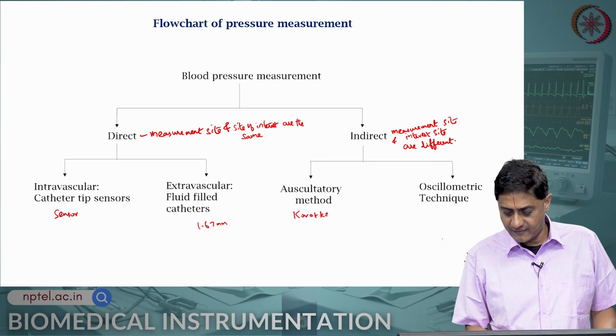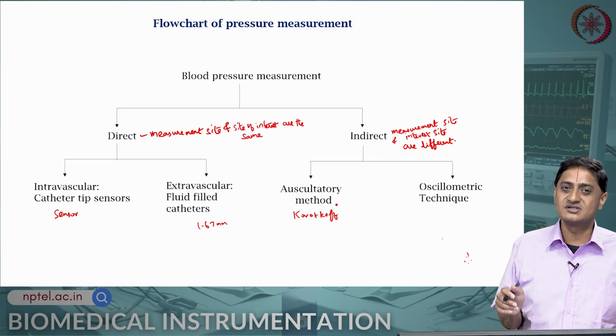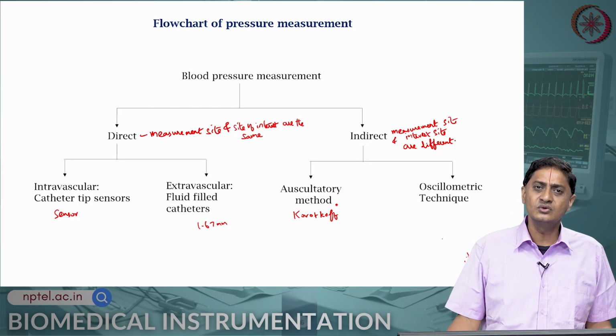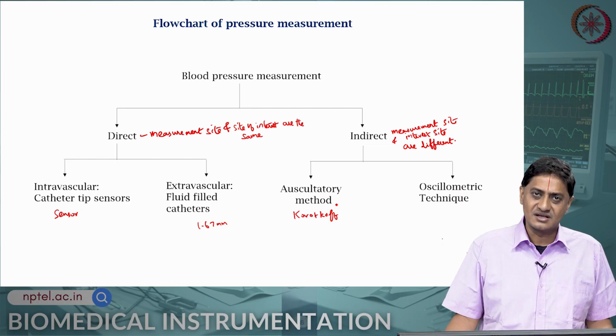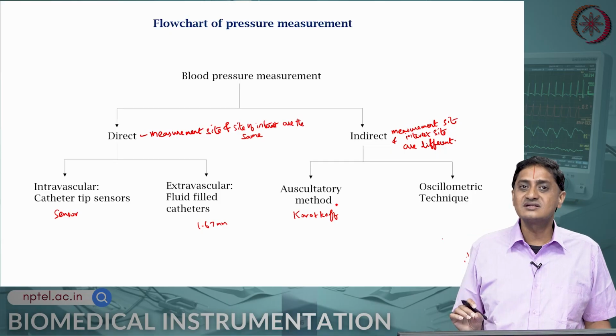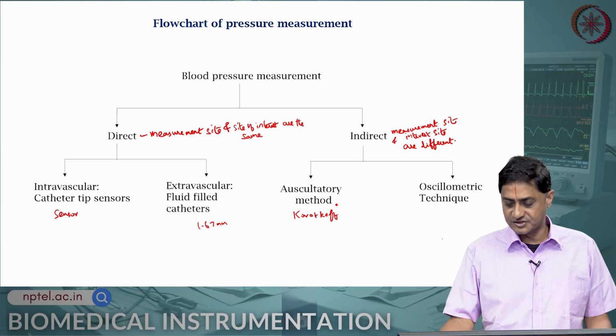So, the auscultatory method: I am going to listen for sounds. Where are these sounds coming from? These sounds are due to the turbulent nature of flow within the blood vessels, arteries. This turbulence causes sound that can be heard using a stethoscope, the Korotkoff sounds. Those details we will see in a future slide.